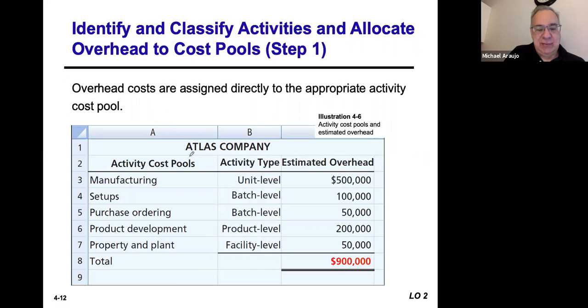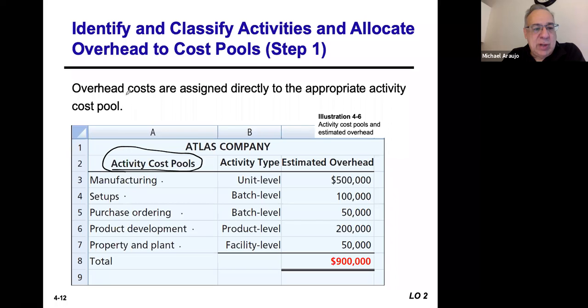Here we have Atlas Company, which produces, as you see, the AB bench and the AB coasters. Here are the major activity cost pools that they have identified. Okay, there's manufacturing costs, there are setup costs, purchase order costs, product development costs, and of course, they have to pay for property and plant. So those are the cost pools that have been identified.